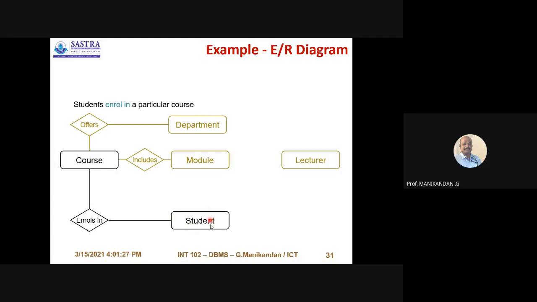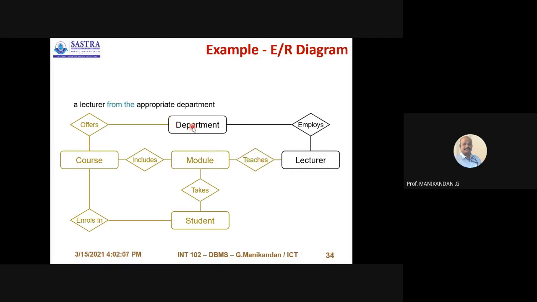Then what is the relationship between student and course? A student enrolls in a particular course. Next, if you want to complete this course as a student, first you need to finish all the modules. So a student takes a module. Your lecturer is going to teach each and every module. Each module is taught by a lecturer. The lecturer belongs to a particular department, so the lecturer is from an appropriate department. And finally, what is the relationship between lecturer and student? The lecturer tutors the student. Each lecturer tutors a group of students.